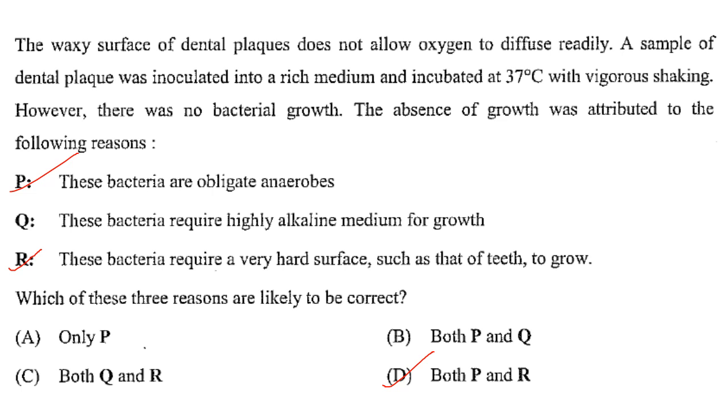So P is correct. These bacteria require highly alkaline medium for growth. That is not correct. These bacteria require a very hard surface such as that of teeth to grow. It is also correct. Because in the medium that you provide, it didn't have any hard surface in it. So that also could be, and it was oxygenated also. So because of this reason, the obligate anaerobe didn't grow. So P and R are correct. So answer here is option D.